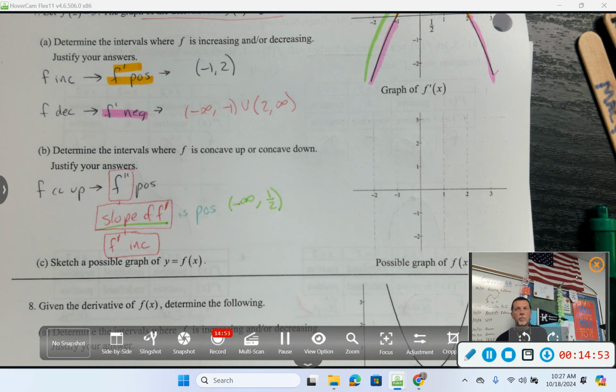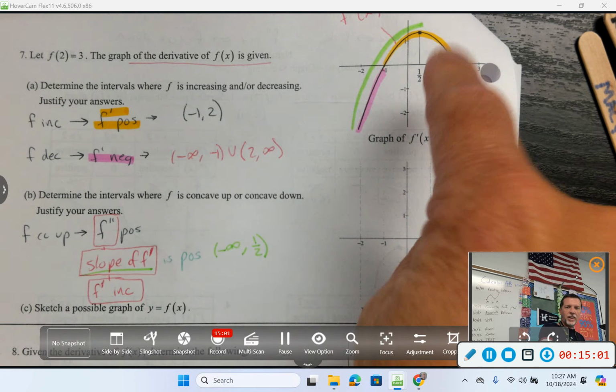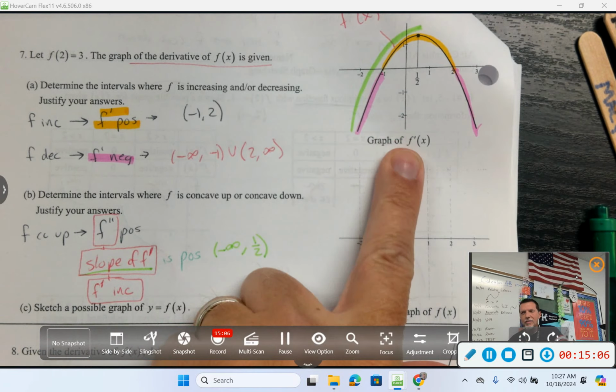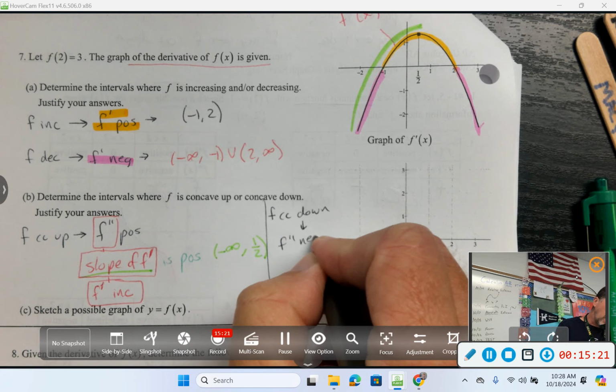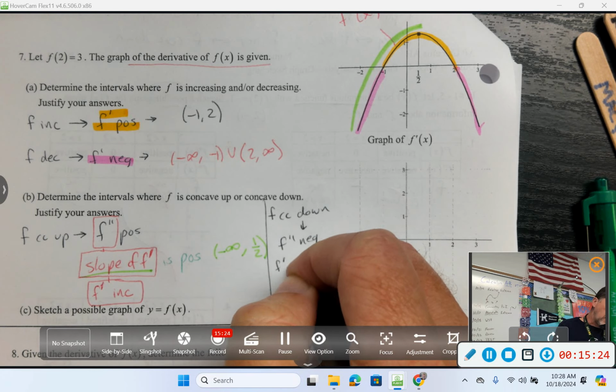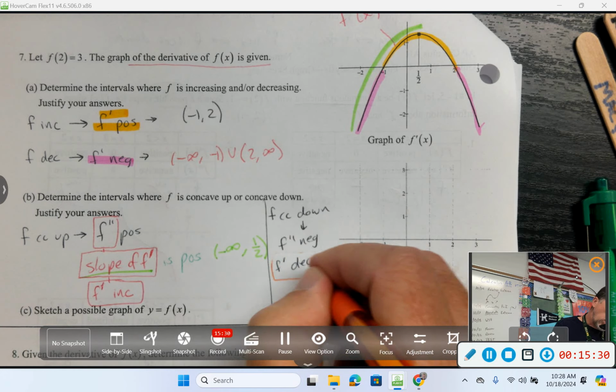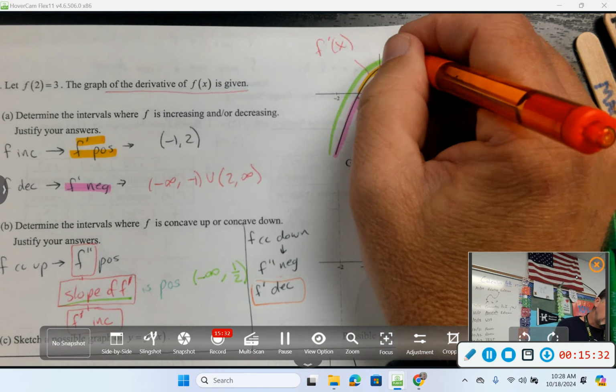But on an answer on a test, I will need you to say something about f prime, because when you're justifying your answers, you've got to justify with the information you've got. And so f double prime is positive is true, but you don't have f double prime, so you have to say something about the stuff that you have. Okay, same type thing for concave down. That would be where f double prime is negative. That would be where f prime is decreasing. F prime is decreasing from 1/2 to infinity.